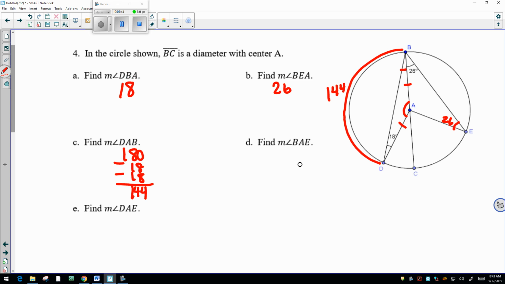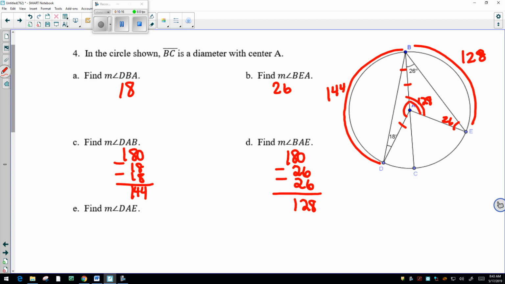Okay, going to our second triangle, triangle BAE. So triangle BAE, I have to find this angle BAE. Again, it's a central angle. Again, I know there's 180 degrees in a triangle, and I have 2 out of the 3 angles. So by removing that, that's going to leave me with 128 degrees, which is also a central angle, which will also give you the measure of this minor arc being 128 degrees.